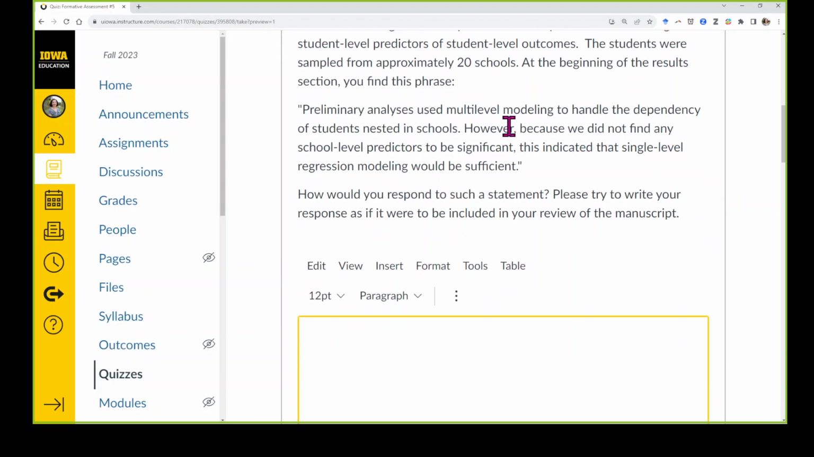Preliminary analyses use multi-level modeling to handle the dependency of students nested in schools. By the way, that's a dead giveaway. Handle is a word that you use when you don't really know what you're talking about. However, because we did not find any school-level predictors to be significant, this indicated that single-level regression modeling would be sufficient. So let's take this apart. First up, do you agree with that statement or do you disagree? We'll start there.